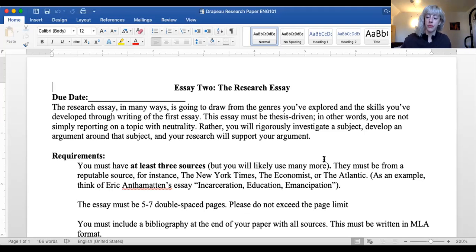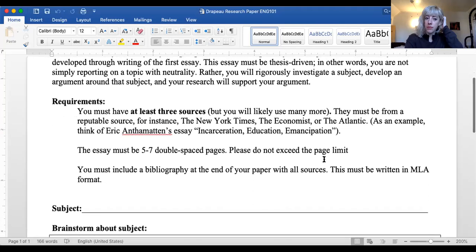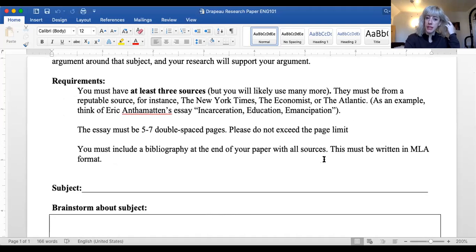All right, you're going to have 3 sources. Most of you will probably end up using 5 or 6 sources, but it's a minimum of 3, okay? We'll talk more about sources on Saturday. It has to be 5 to 7 double-spaced pages. Don't worry about that number, because remember that 5 double-spaced pages is only 2.5 single-spaced pages.